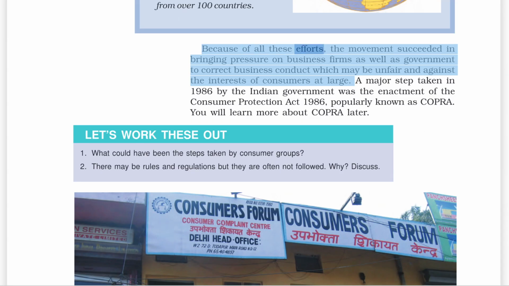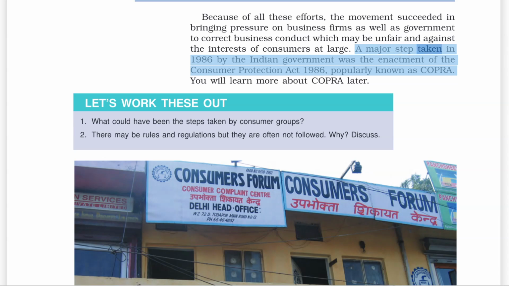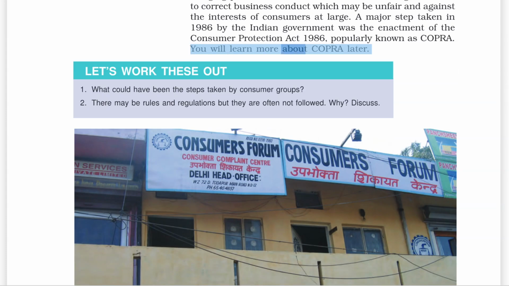Because of all these efforts, the movement succeeded in bringing pressure on business firms as well as government to correct business conduct which may be unfair and against the interests of consumers at large. A major step taken in 1986 by the Indian government was the enactment of the Consumer Protection Act 1986, popularly known as COPRA. You will learn more about COPRA later.